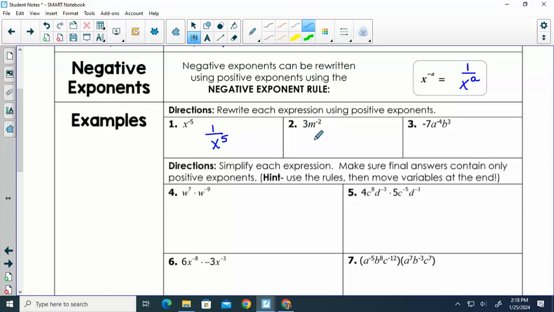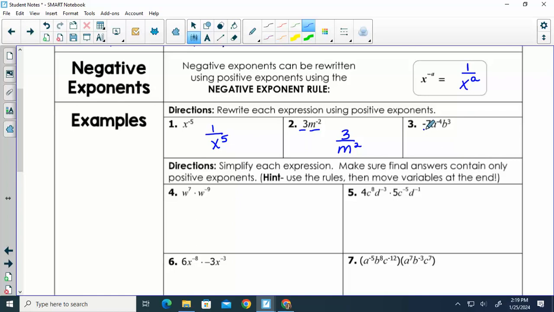So if I look at this one, we have to be a little bit careful. We have a 3, and then we have an m to the negative 2. Does the 3 have a negative exponent? No, so it stays. But the m would move to the bottom, so that becomes 3 over m squared. So only the piece with the negative gets moved.